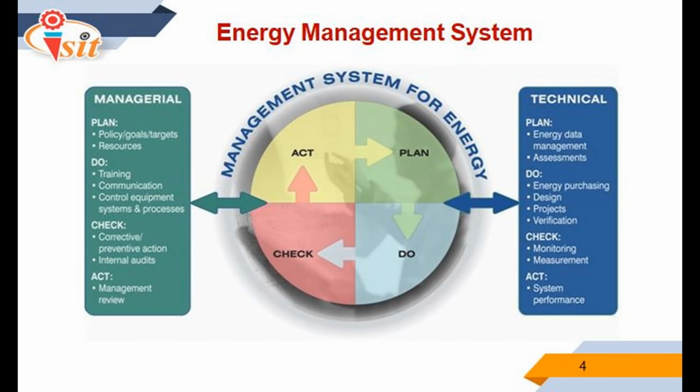The next point is the energy management system. The energy management system consists of four important points: plan, do, check and act activities. It is divided into two parts: management side and technical side. On the management side, planning is related with the policy, goals, targets and resources. Do activities are planning, communication, and control of equipment, systems and processes. Check covers corrective actions, preventive measures and internal audits.